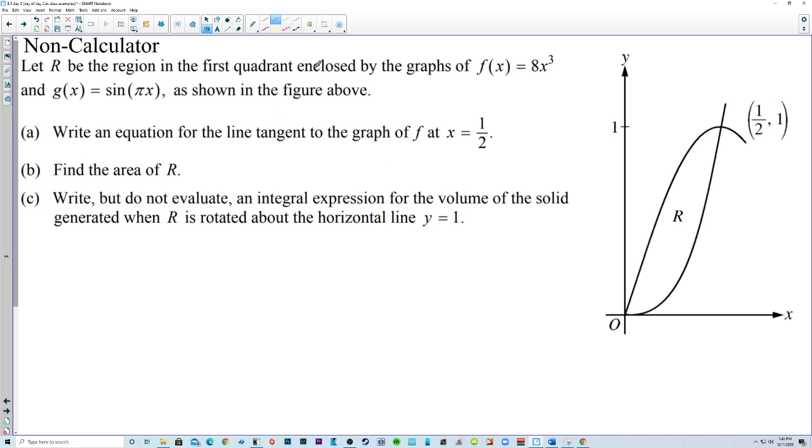Let R be the region in the first quadrant enclosed by the graphs of f of x and g of x as shown in the figure above or off to the right here. Write an equation for the line tangent to the graph of f at x equals 1/2. Well, we have the point 1/2, 1. So we got the point. Now I just need the slope. f prime of x is equal to 24x squared. So f prime of 1/2 is 24 times 1/4, which is 6. So y minus 1 equals 6 times x minus 1/2.